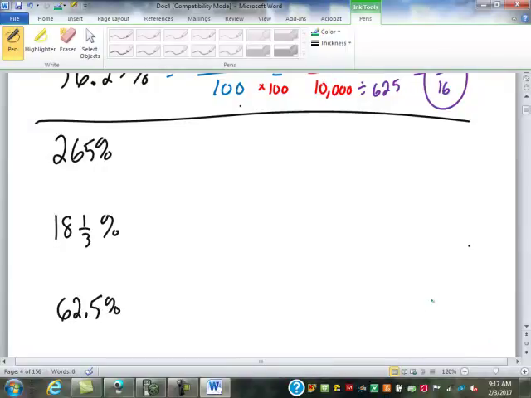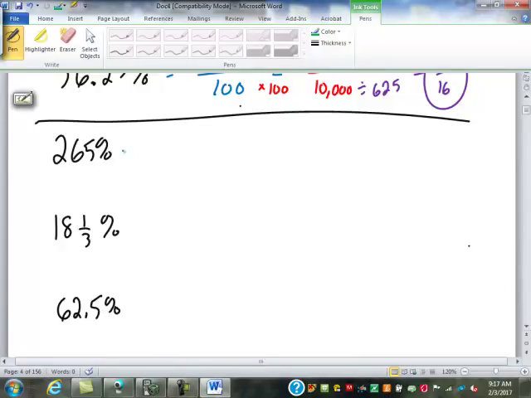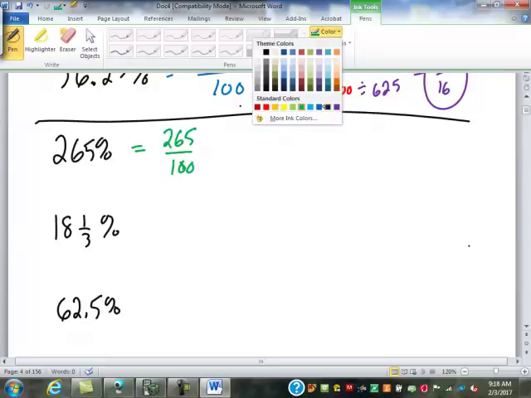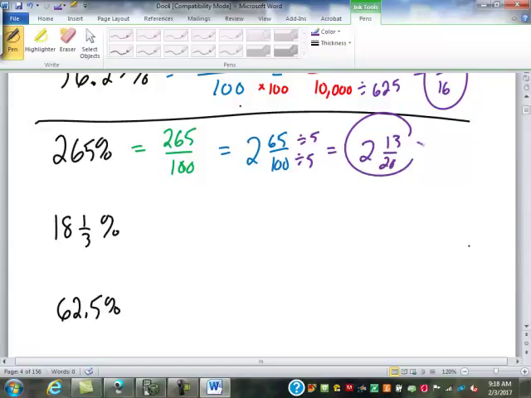Okay, so first one, 265%, 265 over 100. I would split that up into 2 6500ths, both of which can be divided by 5. Which gives me 2 13/20. Any questions on that one?